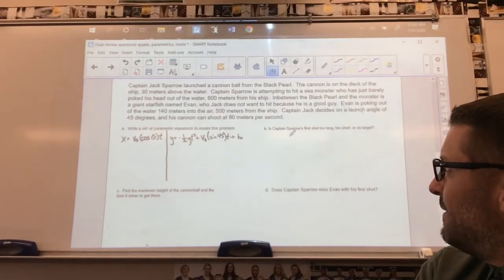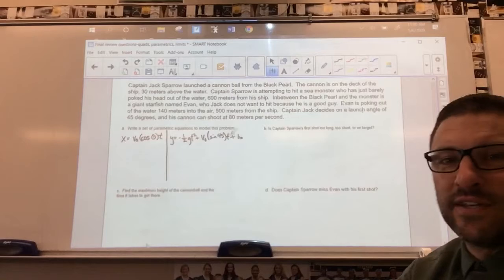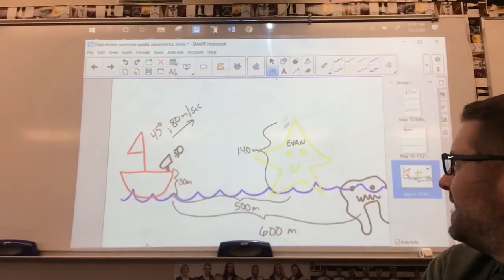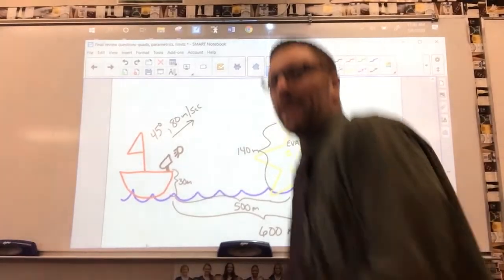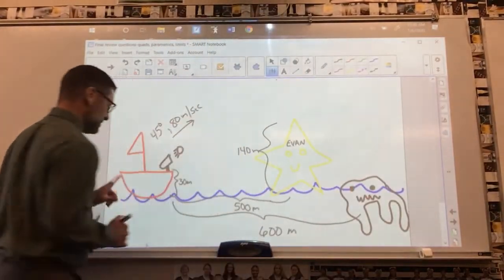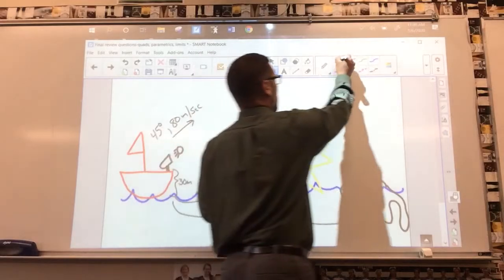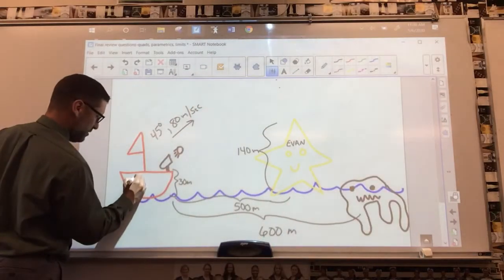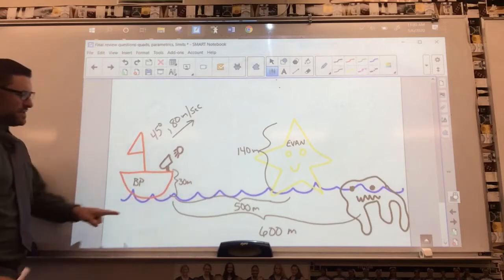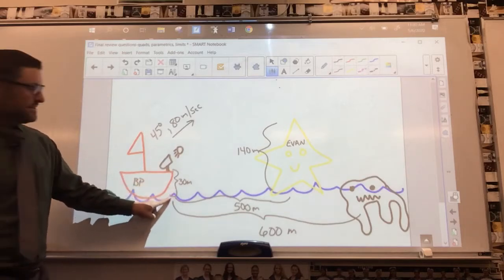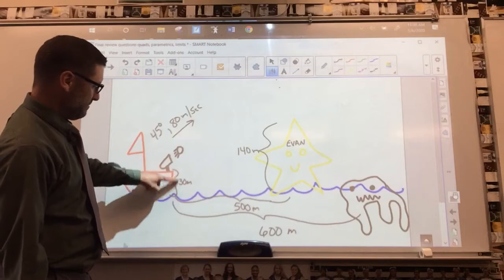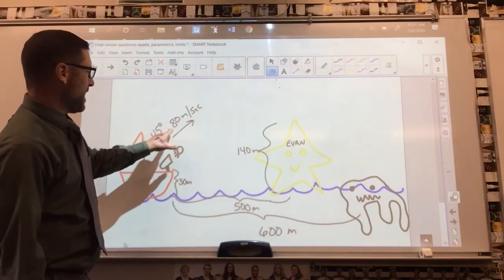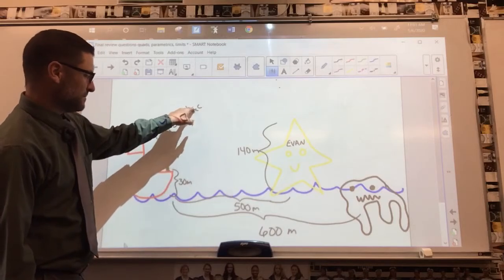Letter A, write a set of parametric equations to model this problem. What I went ahead and did before this is I came up with a picture that I think models it. So here we have the Black Pearl. There's a cannon on the deck of the Black Pearl, 30 meters above the water. He launches at a 45-degree angle at 80 meters per second.